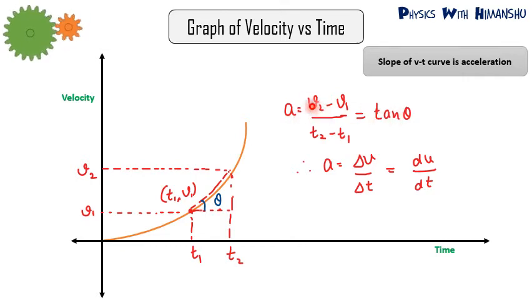We can also write v2 minus v1 to be equal to del v and t2 minus t1 to be equal to del t. So acceleration is equal to del v upon del t, and if this change in time is very small, then we can write acceleration to be equal to dv by dt. So this is basically differentiation of velocity with respect to time. You have to remember this formula when we derive equations by calculus method.